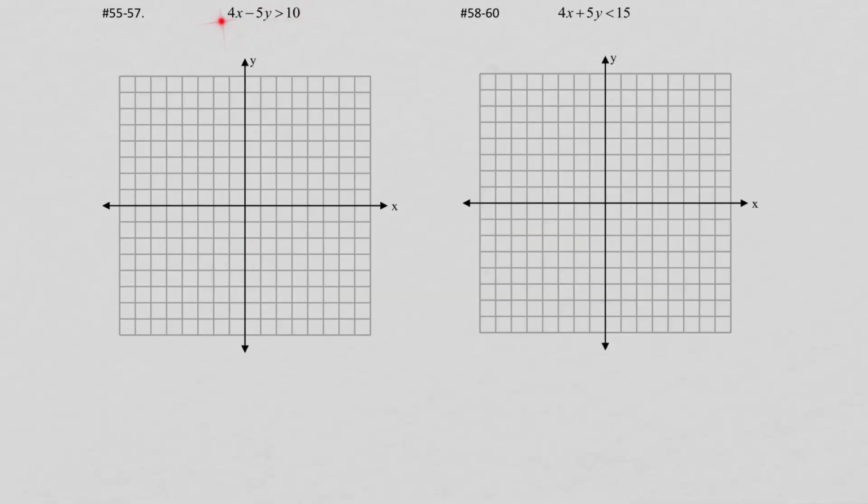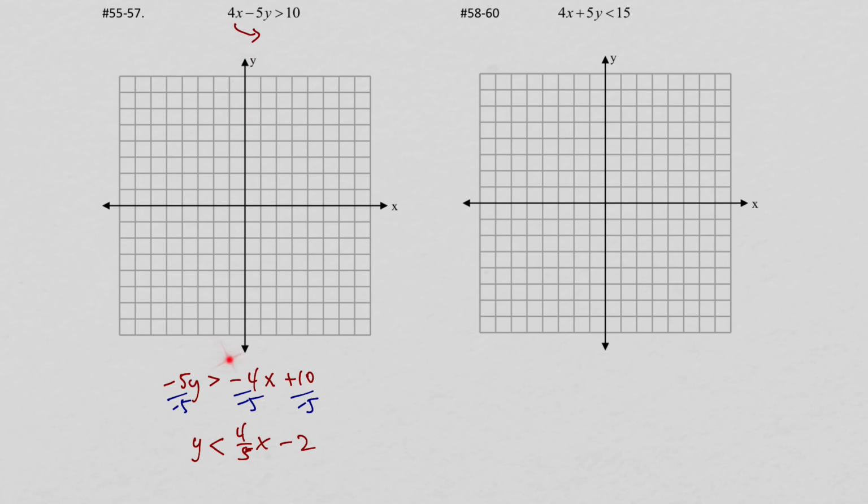Okay, this is not a good candidate for the intercept method because 4 doesn't go into 10. So I'm going to put this into slope-intercept form by moving the 4 over. So I have negative 5y is greater than, this becomes negative 4x plus 10. And then I'm going to solve by dividing by negative 5. Because I'm dividing by a negative number, this inequality is going to flip directions. This becomes a positive 4/5 and a negative 2.